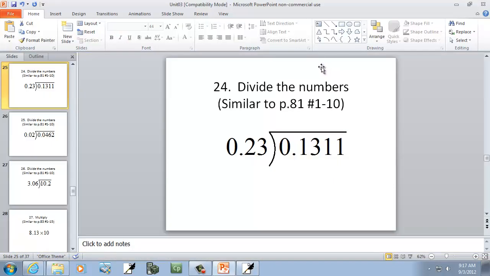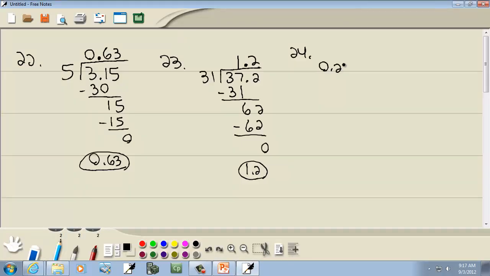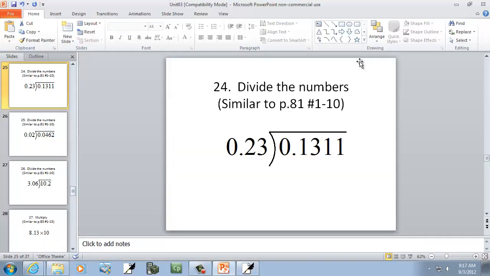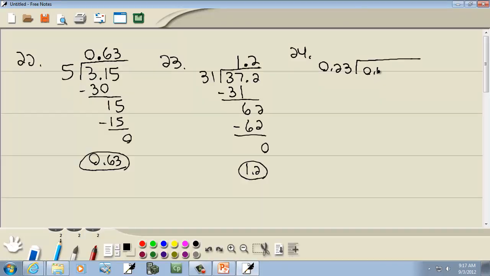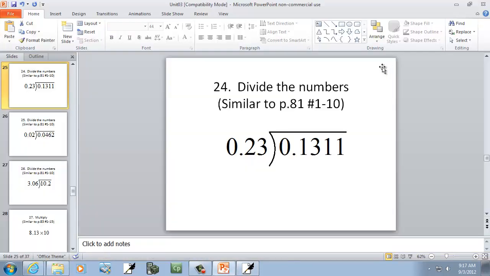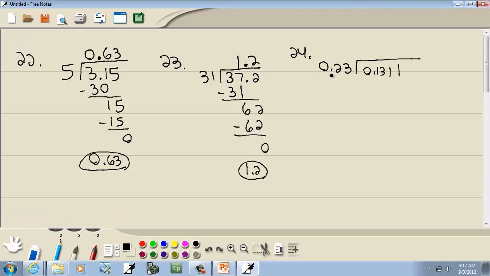Okay, and this one we got 0.23 and 0.1311, and we're still dividing them. Well, we said we can't have any decimal places out in front. Boy, I haven't woken up this morning yet.